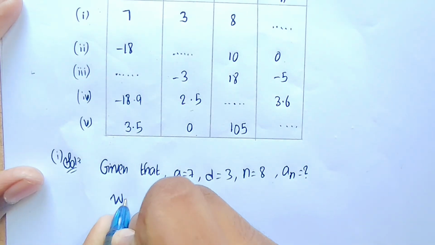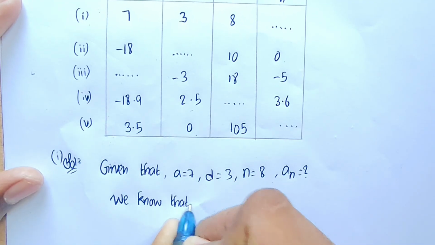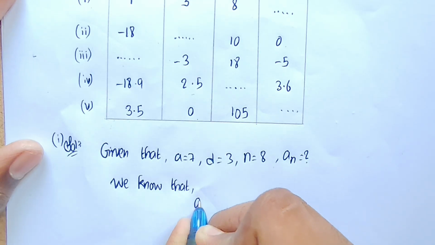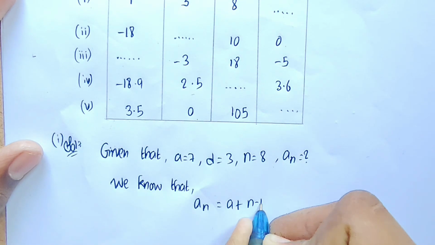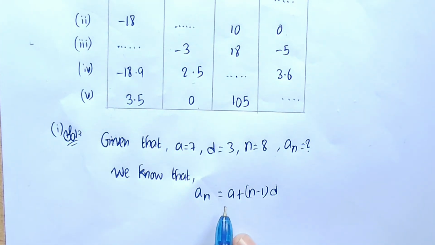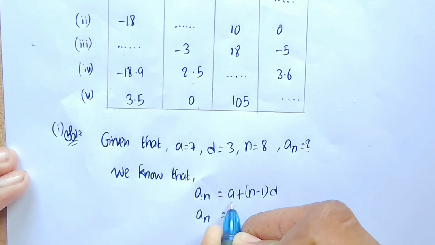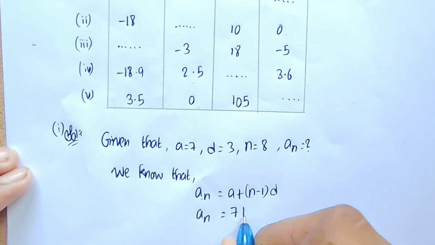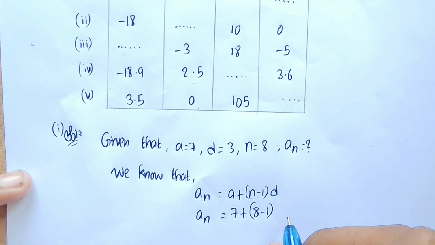So we know the formula of a_n. a_n is equal to a plus (n minus 1) into d. To find a_n, we have to choose the formula a plus (n minus 1) into d. He asked to find out the value of a_n. So a_n equals, what is the value of a? 7 plus, what is the value of n? 8 minus 1 into d, which is 3.